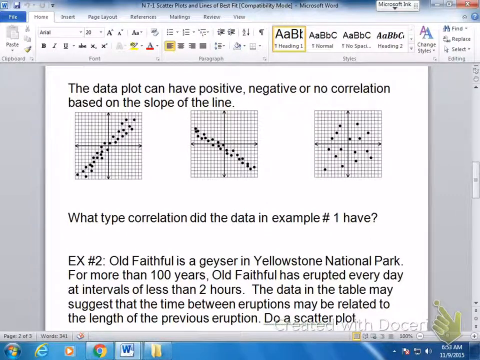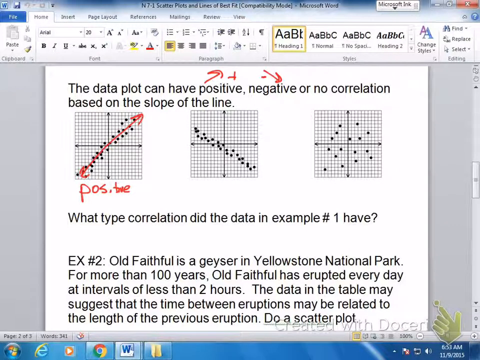Now the next thing at the top of the next page, we need to talk about positive, negative, or no correlation based on the slope of a line. And something you need to remember to get these right is that if we are going up and to the right, we are a positive slope. If we're going down and to the right, we're a negative slope. So let's look at these. The first one, it looks like if I drew a line, it would kind of go like this, and all those points are kind of clustered together around that line. So that looks like it's going up and to the right. That is a positive correlation.